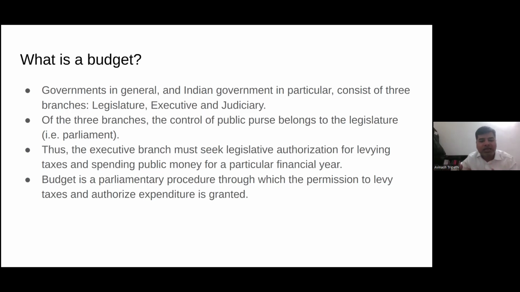before the financial year, before the fiscal year starts. I hope I'm making myself clear. So this is the broader idea why you have a budget. This ritual is repeated every year. Okay, so basically, budget is a parliamentary procedure through which the permission to levy taxes and authorize expenditure is granted.